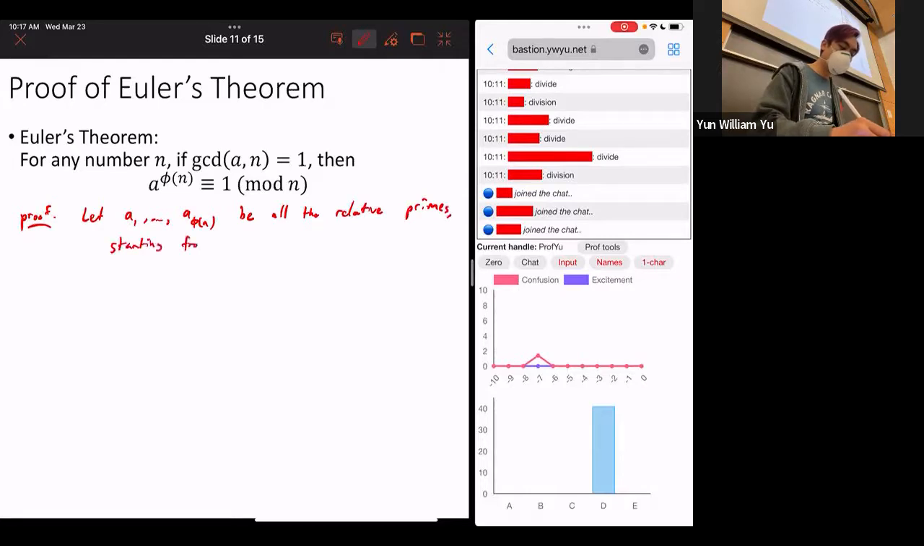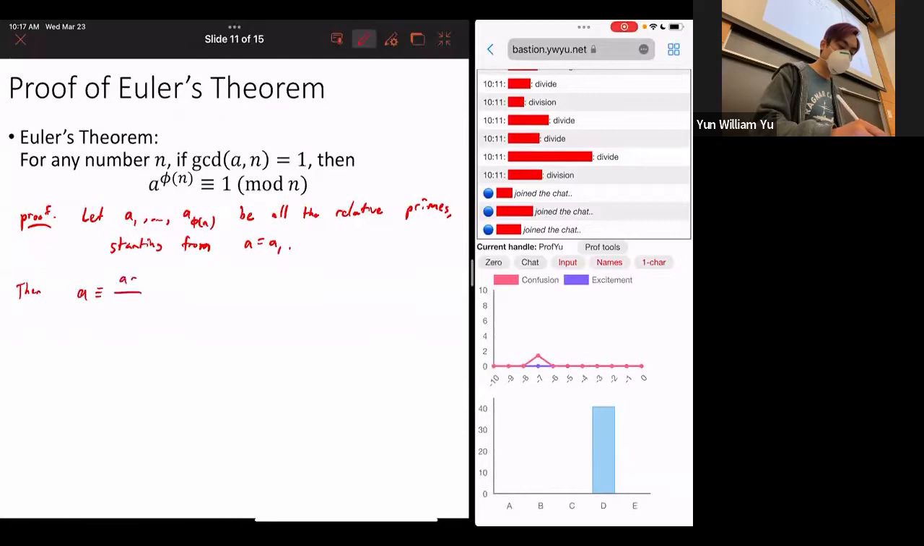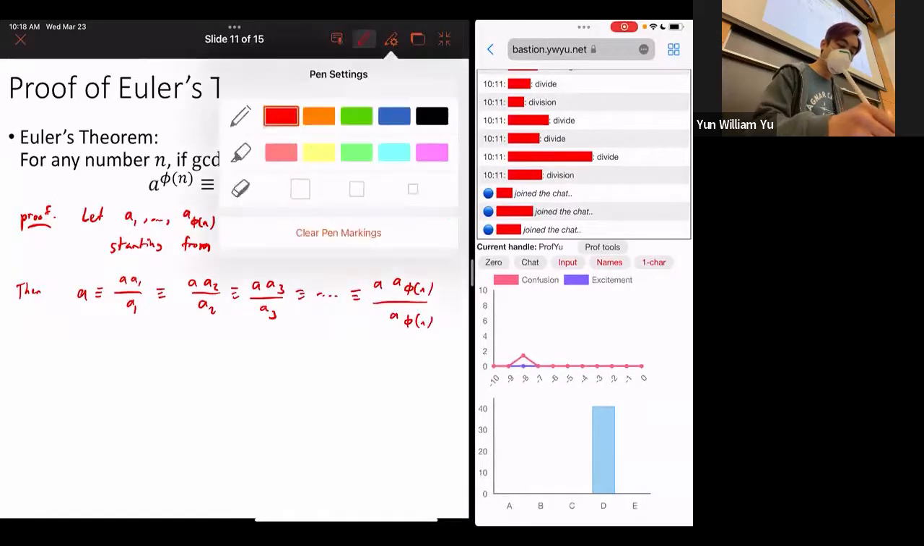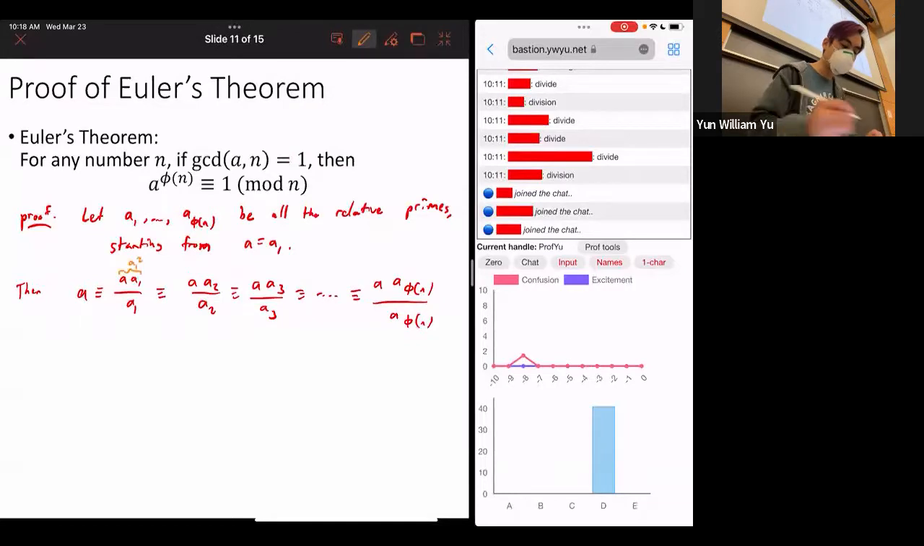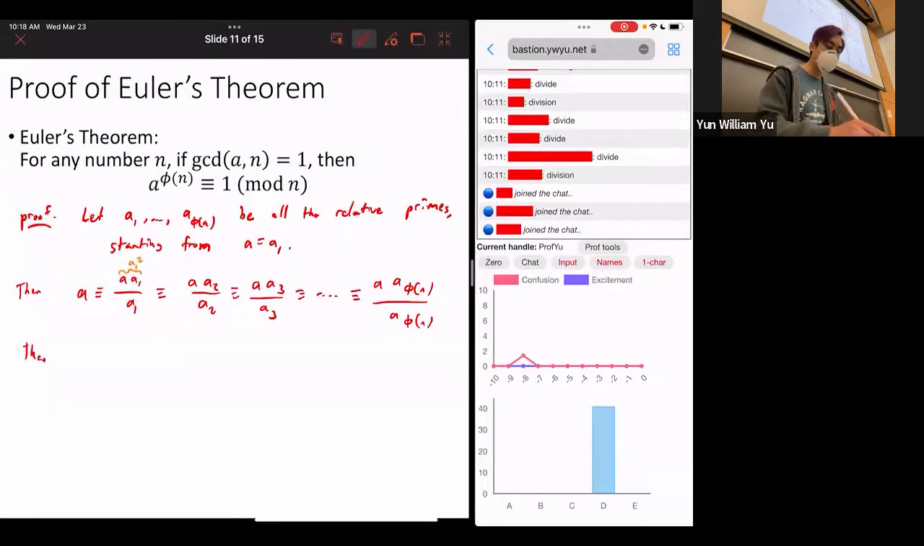Starting from, let's say, a is equal to a1. Then we can write things out. a is congruent to a times a1 over a1. It's congruent to a times a2 over a2. It's congruent to a times a3 over a3. And so on, all the way through a times a sub phi of n over a sub phi of n. Oh, sorry. Well, then we multiply this all together.